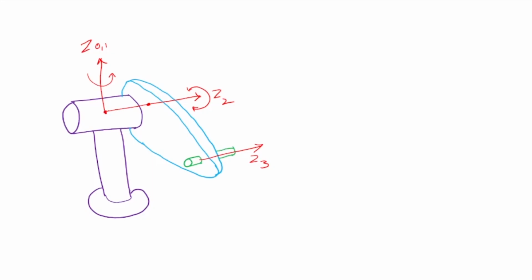Okay. Now I have to put my x-axis. The same problem comes: z2 and z1 are intersecting. So x has to be perpendicular to the plane containing them. So z0, z1, z2, this is the plane of the z's. So x2 is perpendicular to that plane.